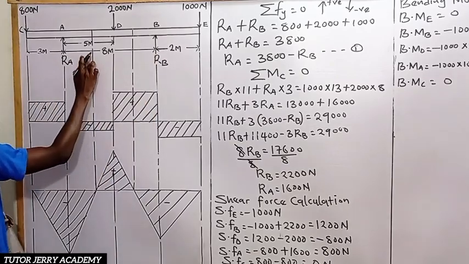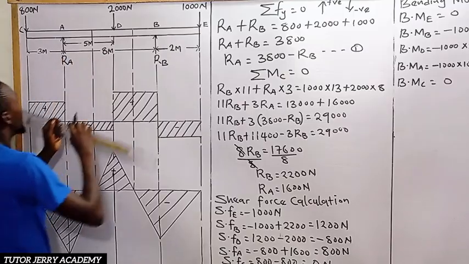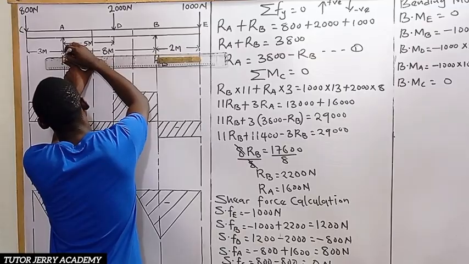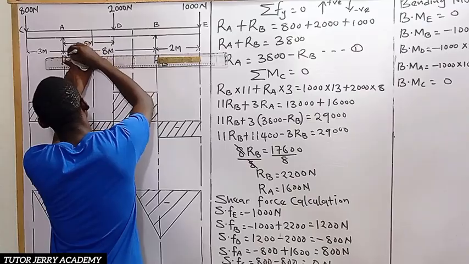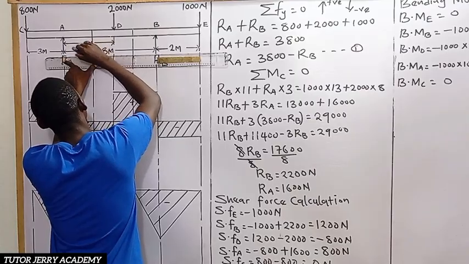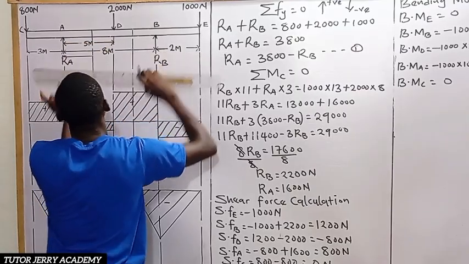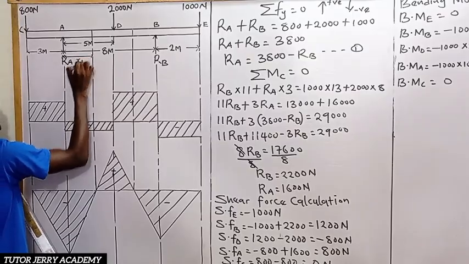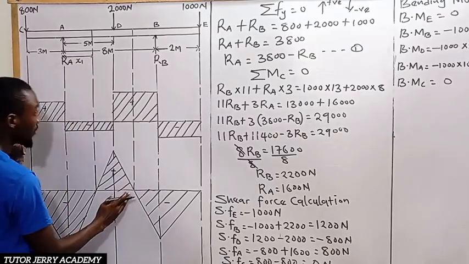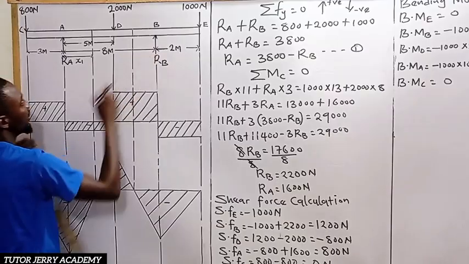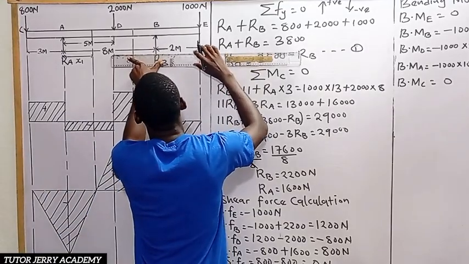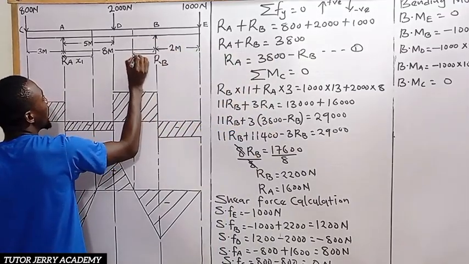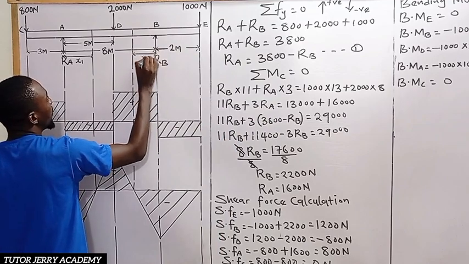So let's take a distance from this point to this point. Let's call it our x1, and from this point to this point, let's call it our x2. All right. So this is x2.